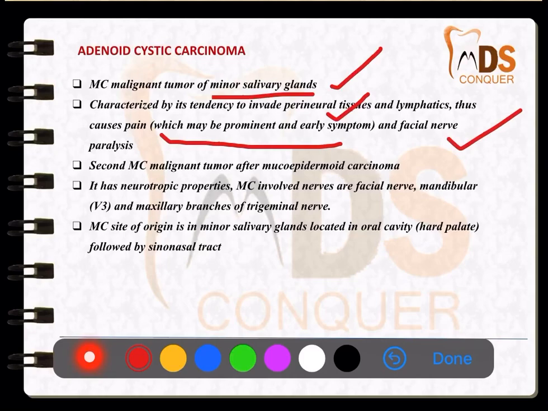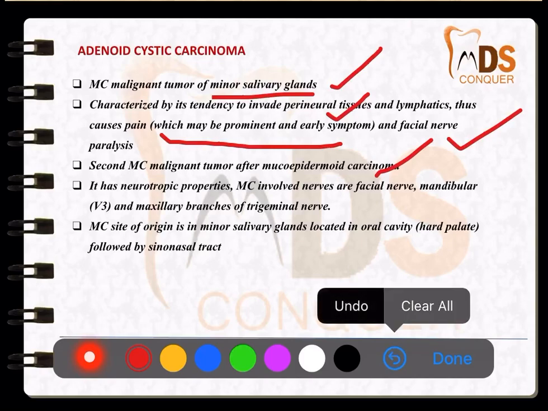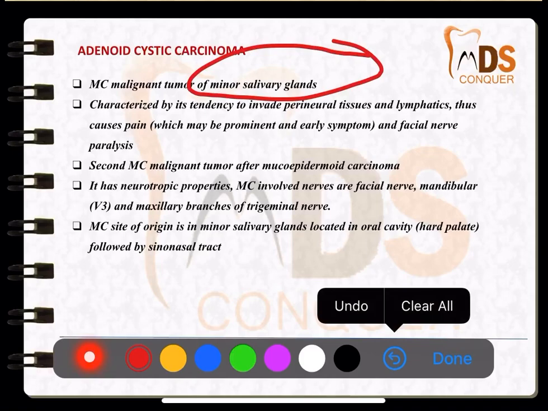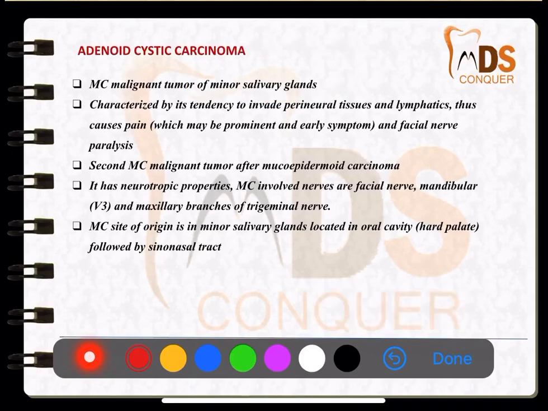Then, it's the second most common malignant tumor after mucoepidermoid carcinoma, but for the minor salivary glands, it is the most common. Next, it has neurotropic properties. The nerves involved are mostly the facial nerve, followed by V3, that is the mandibular division, and the maxillary divisions of the trigeminal nerve. You have to remember this.